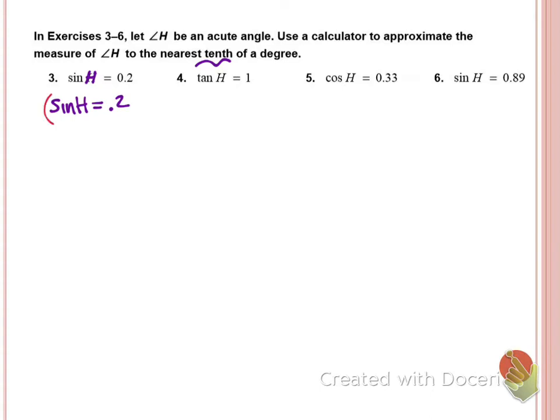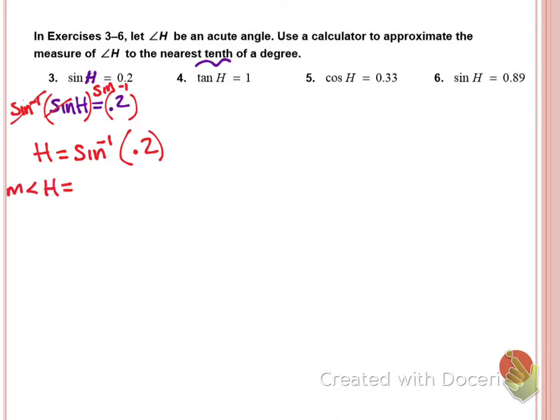So what we're going to do is the inverse of sine is sine to the negative 1. But if I do that on the left side to get rid of sine, I have to do that on the right side. So what you're going to type in your calculator, you're going to hit shift sine. You'll get sine to the negative 1. And then you'll type in 0.2. So shift sine of 0.2. So the measure of angle H, rounded to the nearest tenth, which is 1 decimal place, is 11.5 degrees.